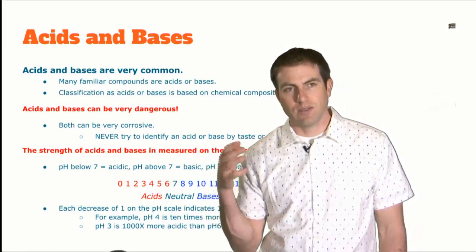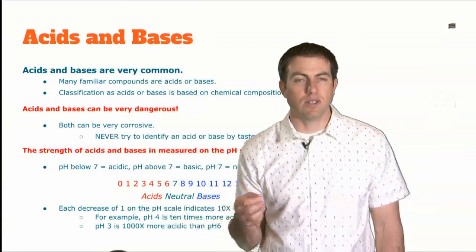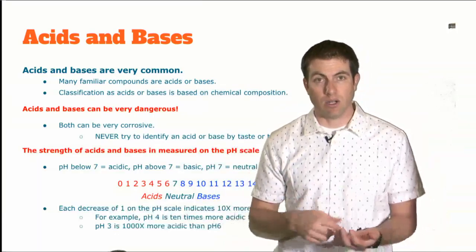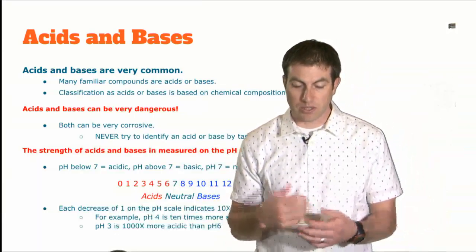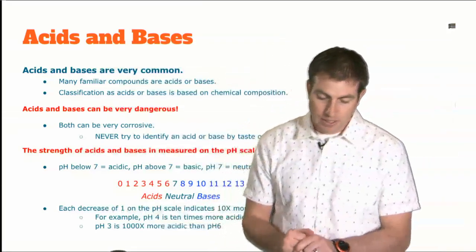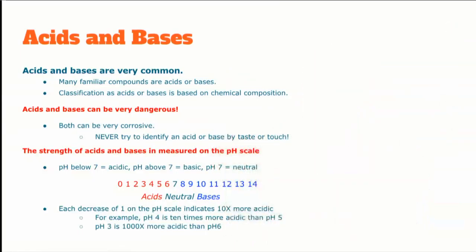So we don't recommend you try chemicals to taste them, but in general, acids will be very sour, and we'll run into a bunch of other things that happen with acids and bases. So we have a pH scale. It goes from 0 to 14, and right in the middle is 7, and 7 is neutral. So if something has a pH of 7, it's neutral.